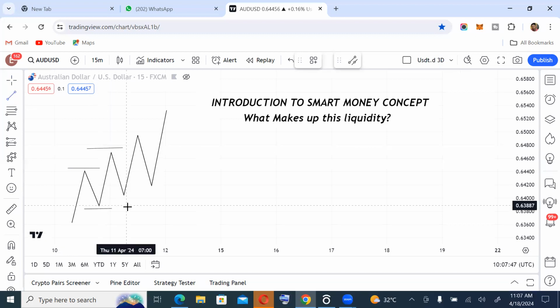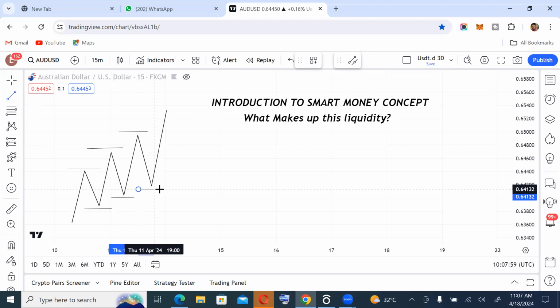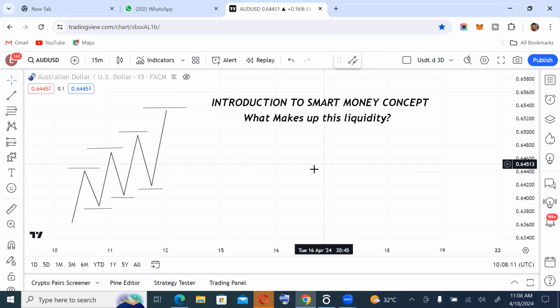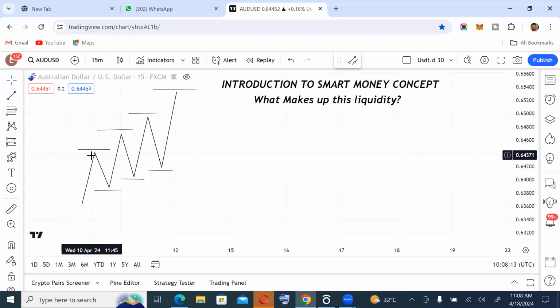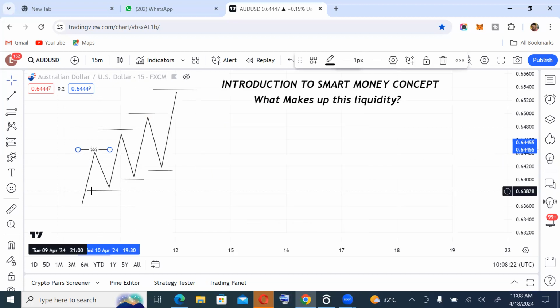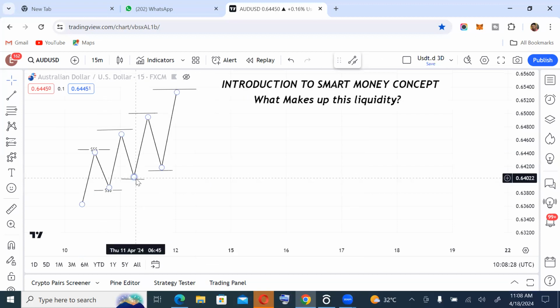Liquidity will rest here. Liquidity will be here. Could it be here? Could it also be here? This is just the introduction, we'll go properly into liquidity later. I'm just giving you a look now. Liquidity will be everywhere. Now, this liquidity I'm talking about is stop losses. Stop losses of traders. Okay, I want to represent them with a dollar sign.